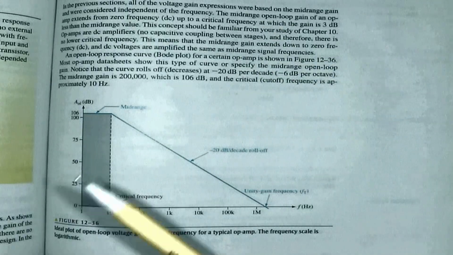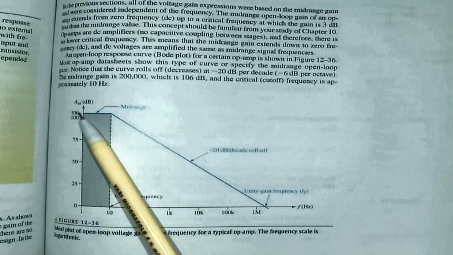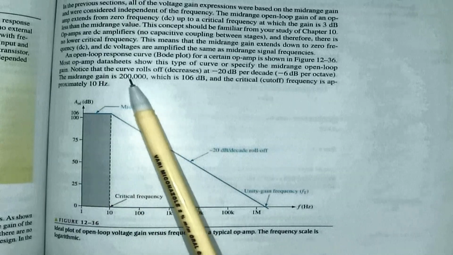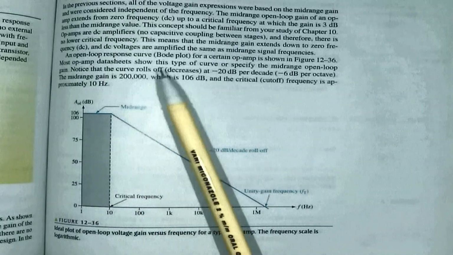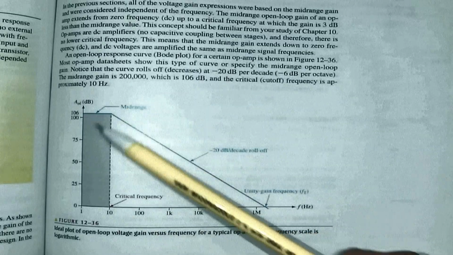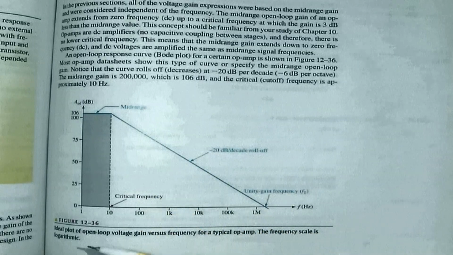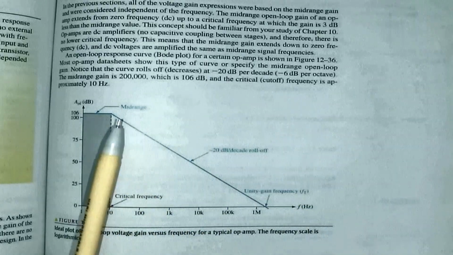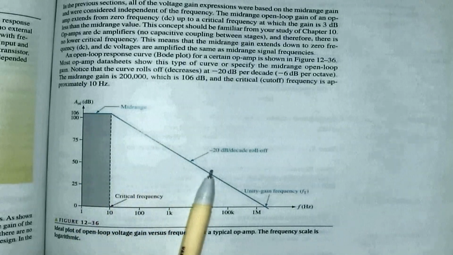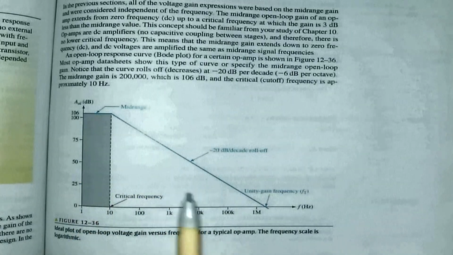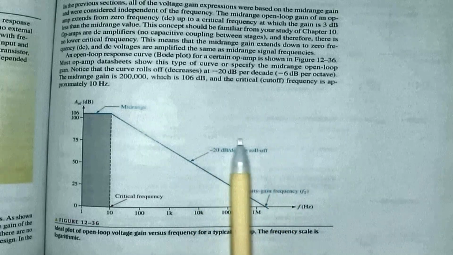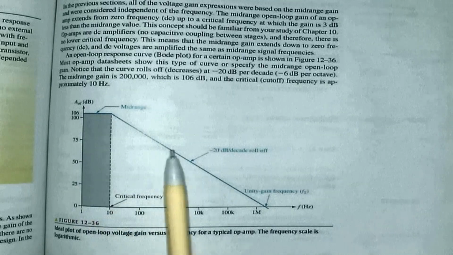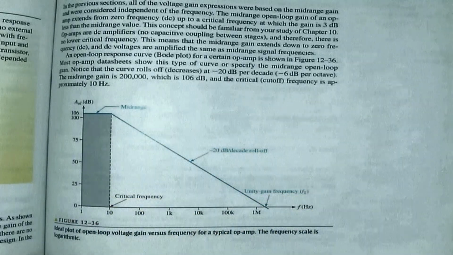All right, first of all, they show us 106 dB. My open loop gain is 106 dB. Now if we go and look at 106 dB, it will be equal to 200,000, all right? And my critical frequency is equal to 10 hertz, all right? And then you see as the frequency increases, I will start getting a decrease in my gain. Higher frequency, lower gain. The roll-off is equal to minus 20 dB per decade. In this case, that means as the frequency increases, my gain will decrease.